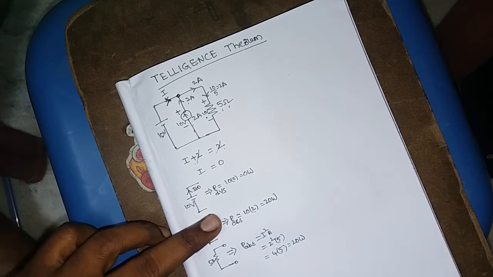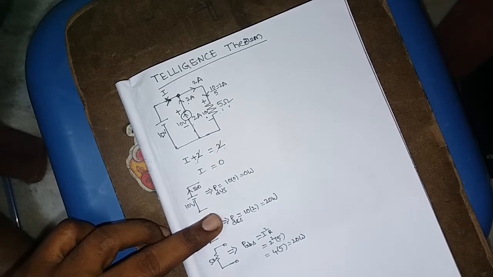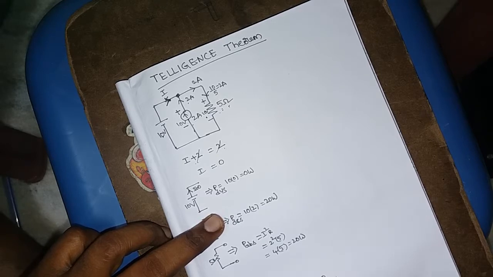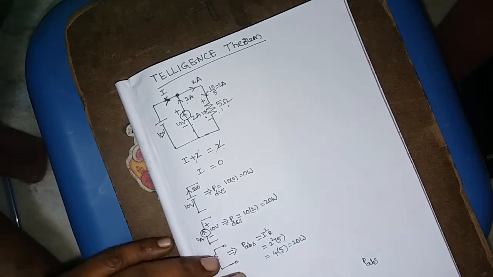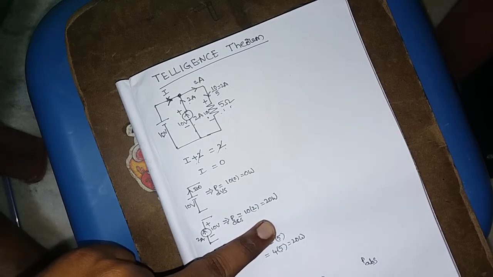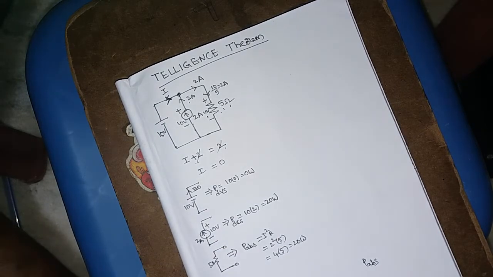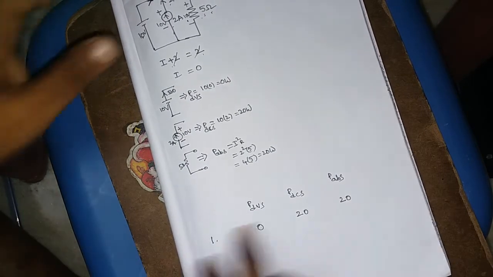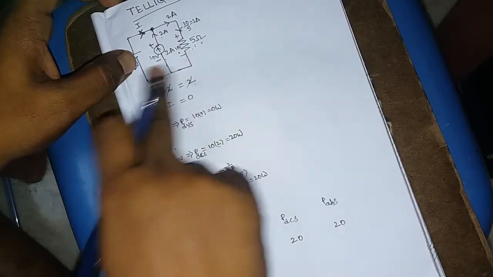Okay, now let us draw one table: power delivered by voltage source, power delivered by current source, power absorbed by resistor. For the first circuit, this is 0, here it is 20, and this is also 20.